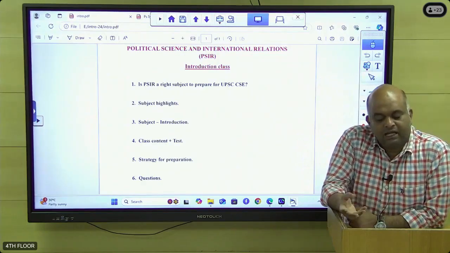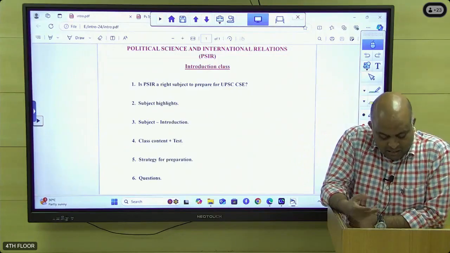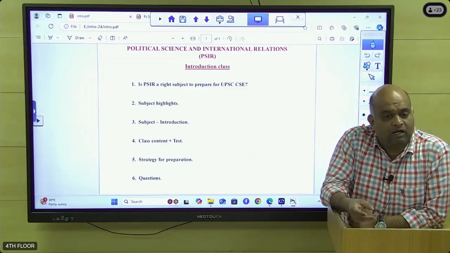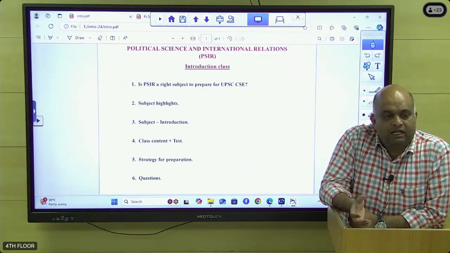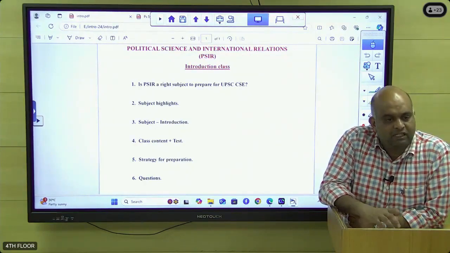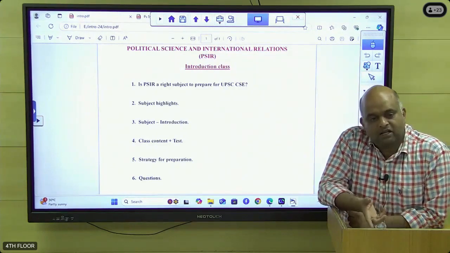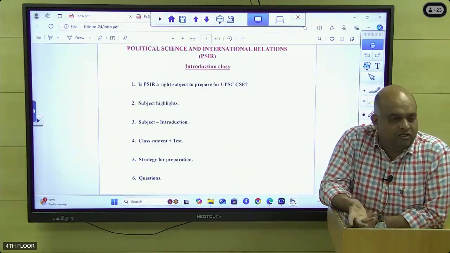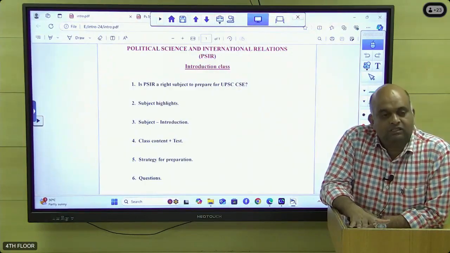Paper 1, section A is political theory. And paper 1, section B is Indian government and politics, the application of section A. Similarly in paper 2, we have the international relation theories, comparative politics and theories, and international politics, the global politics, and the application of that is section B, India and the world, how India is having relationships with the world countries. So this is our syllabus.